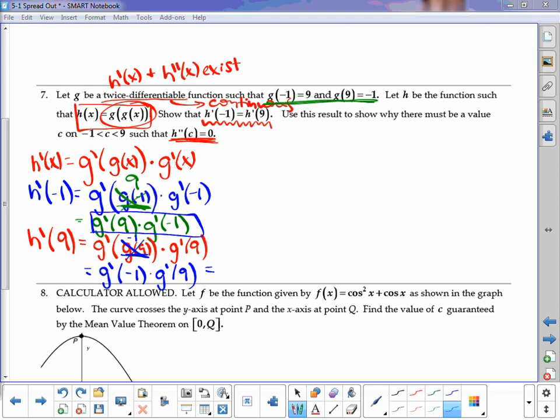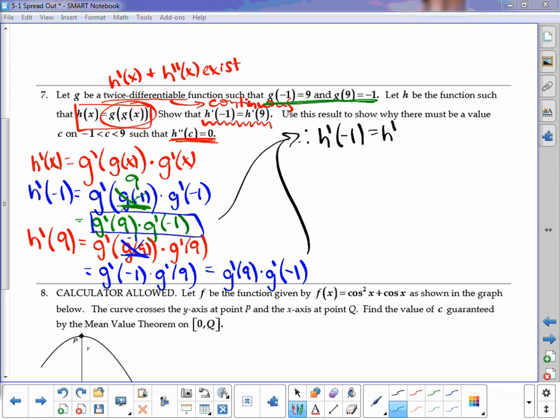So what property am I using when I rewrite this as g prime of 9 times g prime of -1? Ooh, you're close. Not associative. Commutative, good. All right, so we just showed that h prime of -1 and h prime of 9 are the same. I'm going to go ahead and rewrite that up there. H prime of -1 equals h prime of 9.